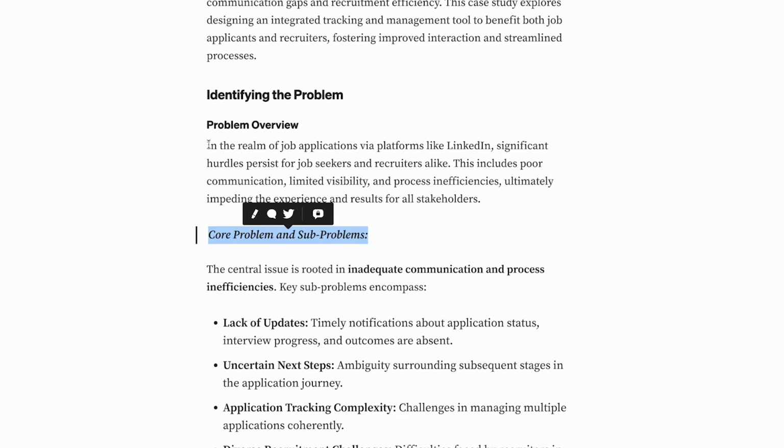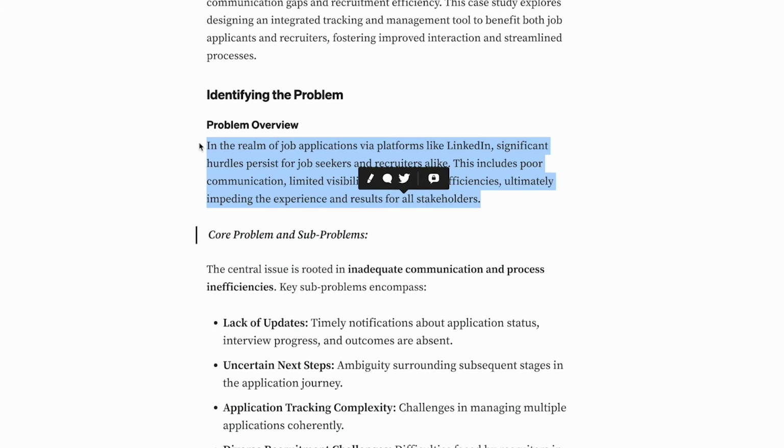Okay. So in the realm of job application platforms like LinkedIn, significant hurdles persist for job seekers and recruiters alike. This includes poor communication, limited visibility, process inefficiencies, ultimately impeding the experience and results for all stakeholders, right? Now, this is an overall problem statement.